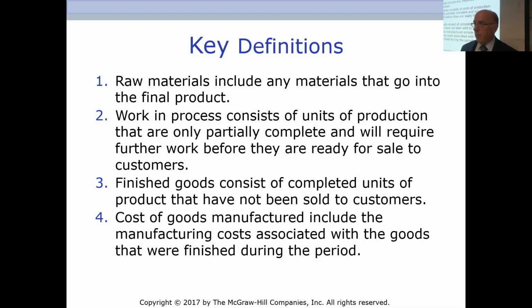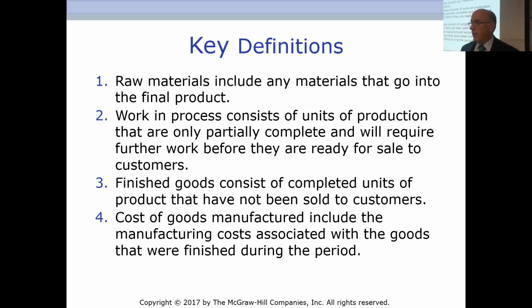What account would you debit? Begins with F. Finished goods inventory. That would be the third T account. And so you're going to have a beginning and ending balance for finished goods. The other debit you're going to have for finished goods would be the transfer from work in process. Work in process is credited, and the debit goes to finished goods.